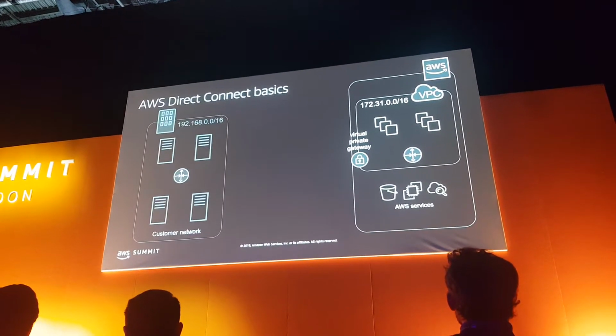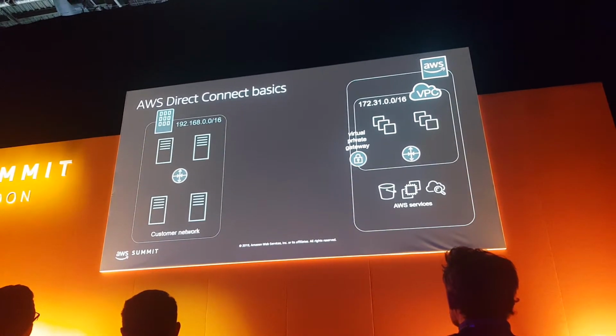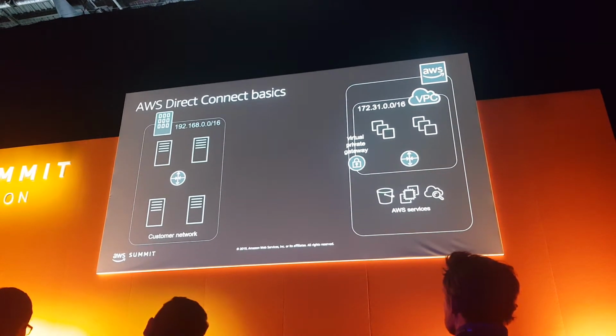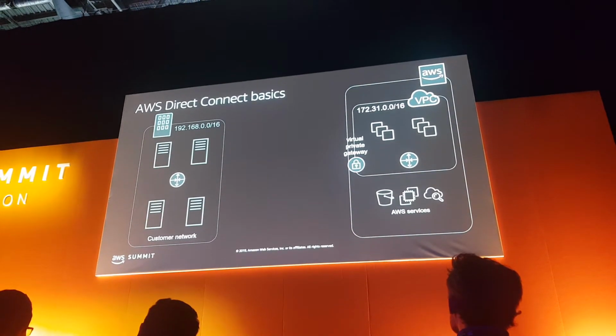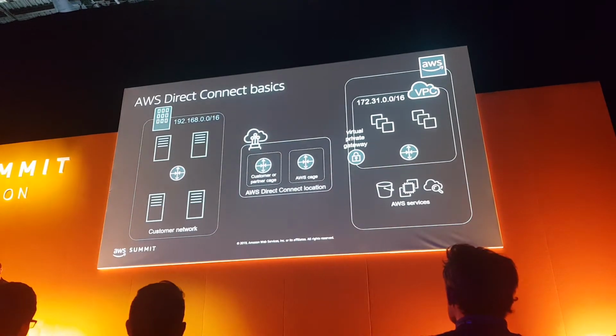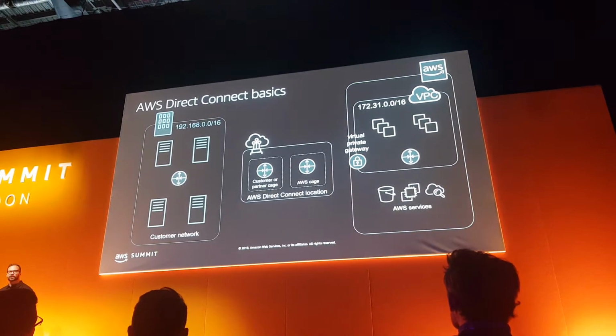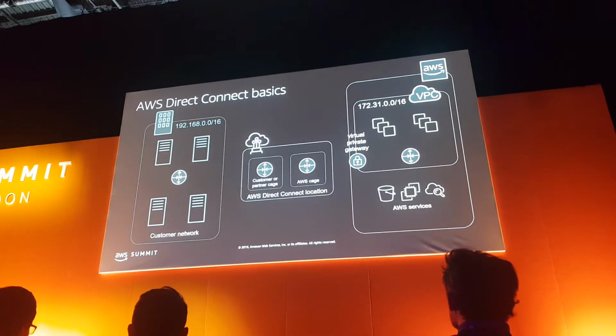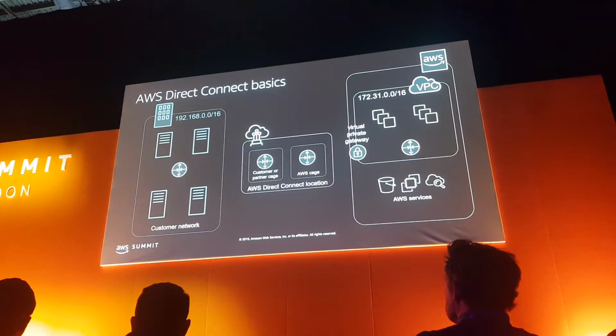And now we want to use Direct Connect to connect from our on-premise environment both to our private VPC, but also to some of those services that are on the public address space. To do that, we would use one of our Direct Connect locations. These are locations that we publish on our website. You can pick the location that's closest to where your data center is.